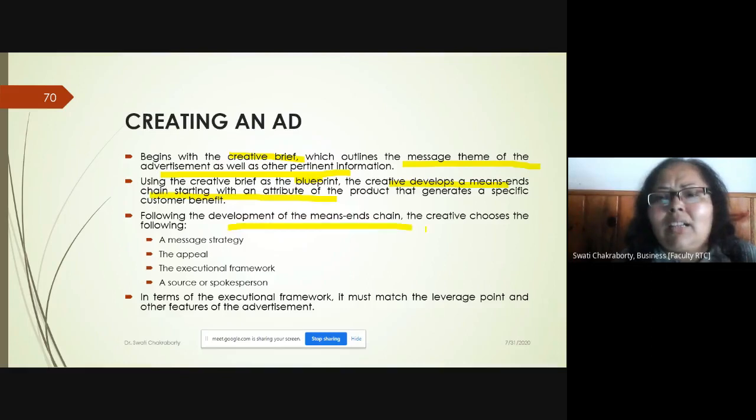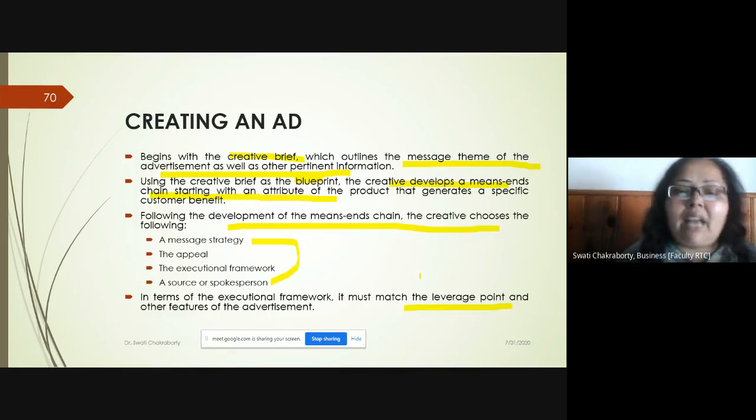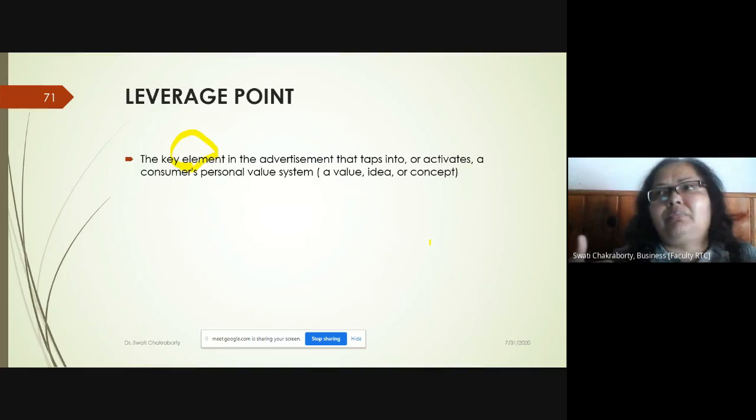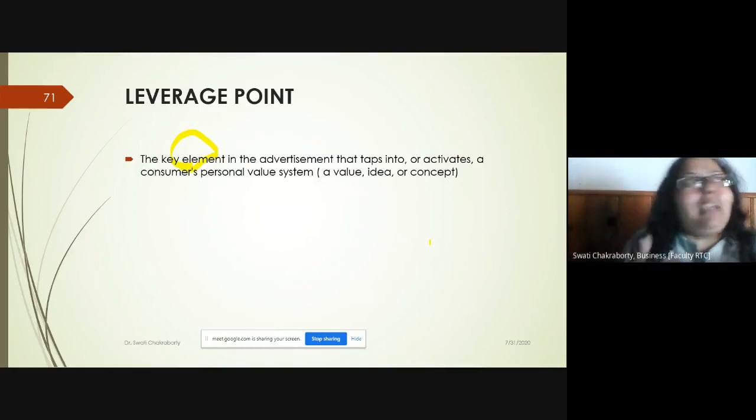Okay, so the creative team chooses the following when they develop the means ends chain. Means the procedure that they take to achieve the ends, which is your customers, how to get more customers. There has to be a message strategy. It should be appealing. There has to be an executional framework, and there should be a source or a spokesperson. When we talk of executional framework, it should match the leverage point and other features of the advertisement. So what is leverage point? Leverage point is the main element in the advertisement. That's a key element, right? Which activates a customer's personal value system. Value, that could be a value, an idea, or a concept, which instigates or starts helping consumers to think about it.